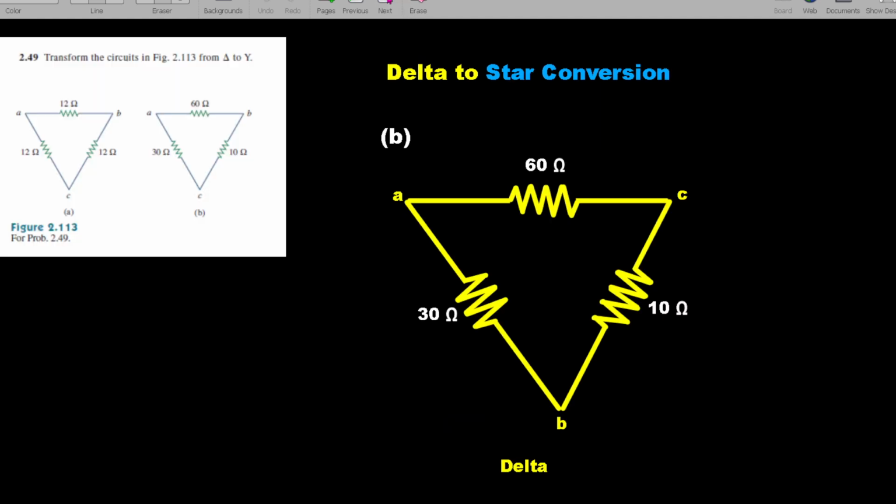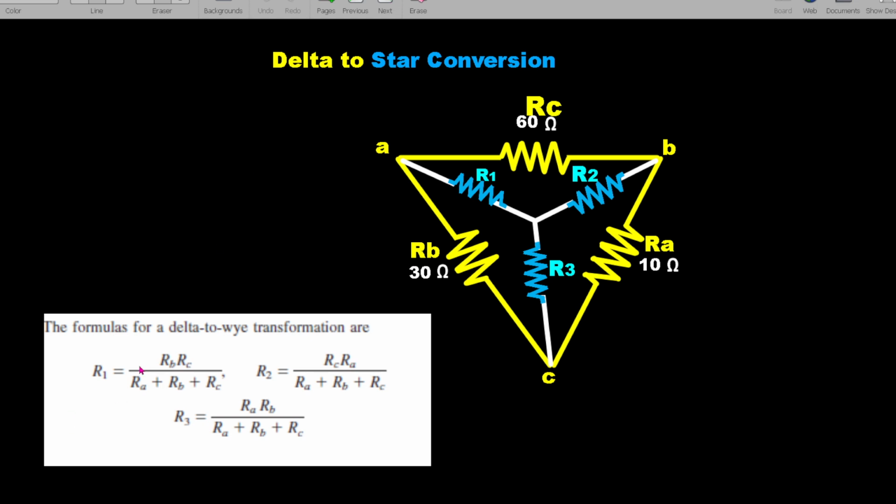Now we move on to problem B. In problem B we have different values of resistances: 60 ohms, 10 ohms and 30 ohms. Okay, so this is delta. We need to convert it into star. So we know the formula. In order to get R1, first we form this network, that is the Y network. Here it is in the form of Y, that's why it's called Y. It's also known as star.